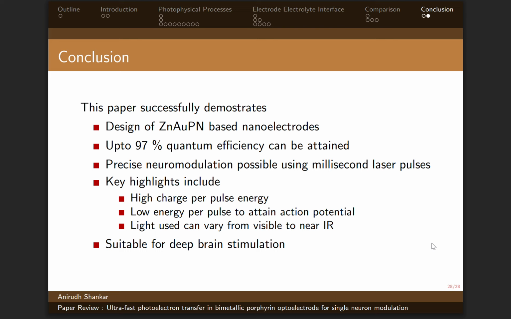Precise spatial and temporal resolution can be obtained using millisecond laser pulses. And the key highlights of this design include high charge per pulse energy, low energy per pulse to attain action potential, and light used can vary from visible to near infrared. And this method is suitable for deep brain stimulation, as we saw earlier.